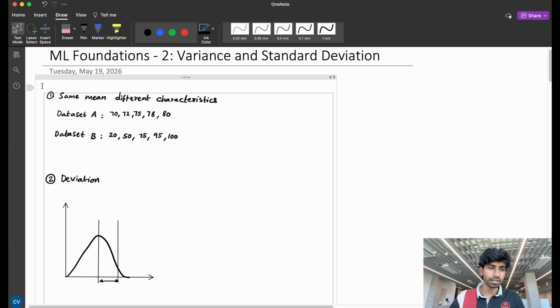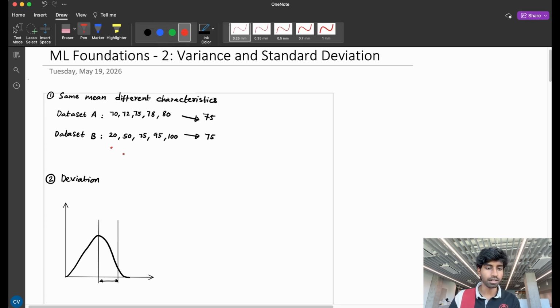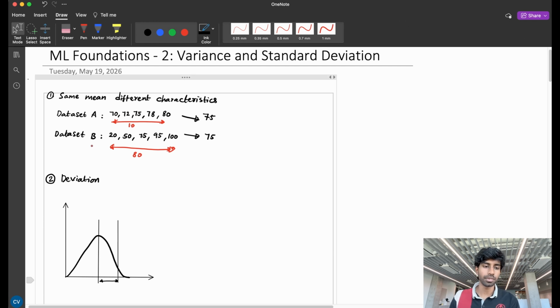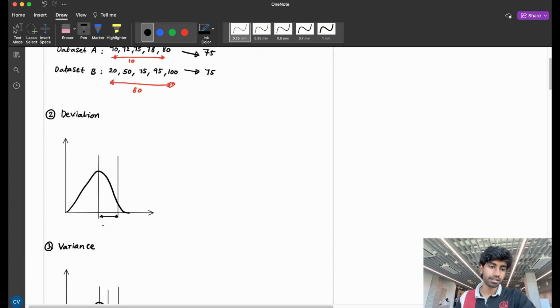So let's consider two data sets. One is data set A and the second one is data set B. If we calculate the mean here, both have a mean of 75, but if we look at the data, the distance between the lowest and the highest sample is 80 in this case, but here it's only 10. So even though the mean is the same, these two data sets are completely different in their spread. So data set B has more spread here. These characteristics can only be explained with the help of variance and standard deviation. Let's go into what these metrics are and how they can be useful.